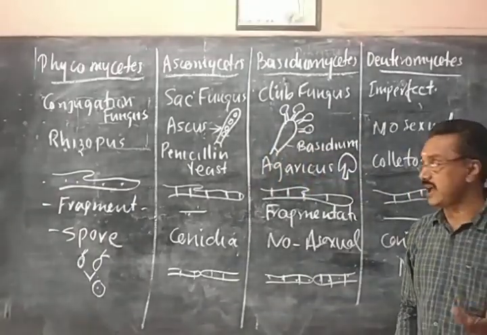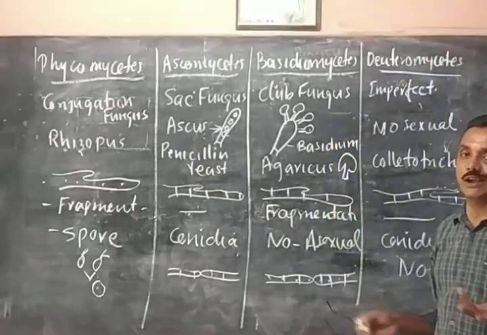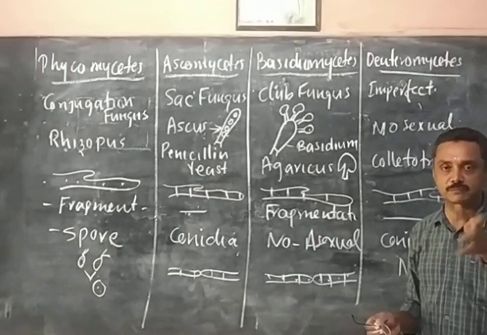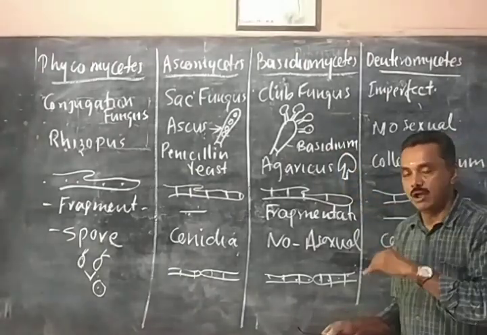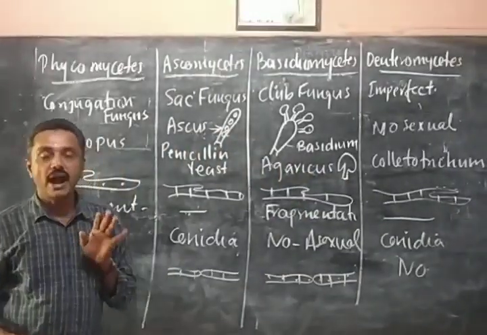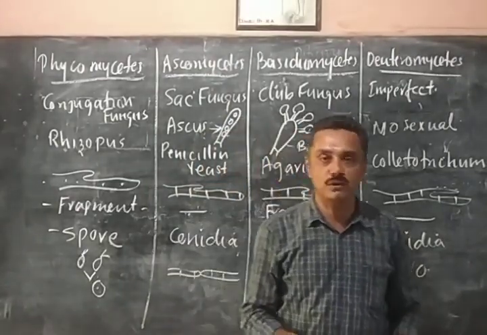These are the things to be explained in detail, but in limited space I cannot draw the complete diagrams. So you can copy the diagrams from the notebook. A chart is given, and you can refer to the textbook. The four groups of fungus are there, and this is not so important. Examples have to be learned.